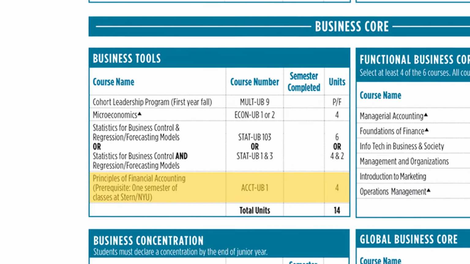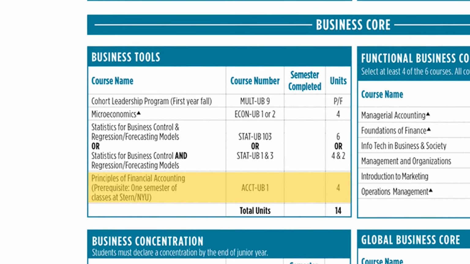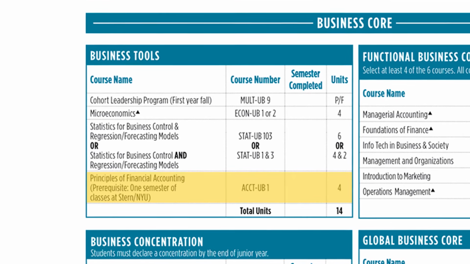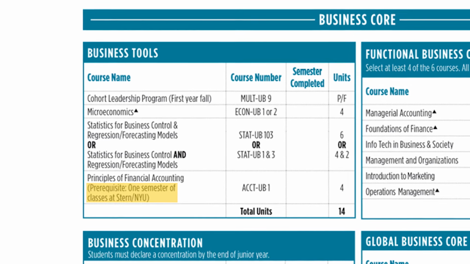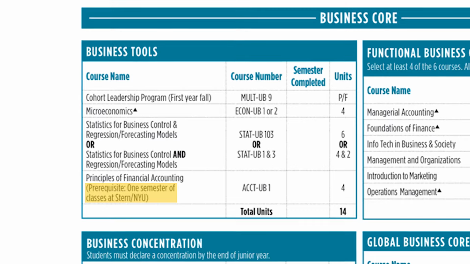And finally, we're on the last class of business tools, Principles of Financial Accounting, or PFA. The earliest you can take PFA is freshman year, 2nd semester, because the prereq is 1 semester of classes at Stern or NYU. So a lot of people take this in their freshman year, 2nd semester. I personally waited until sophomore year, 1st semester to take it because I was busy with other classes. It honestly didn't matter too much because a lot of my peers also took it at the same time I did.